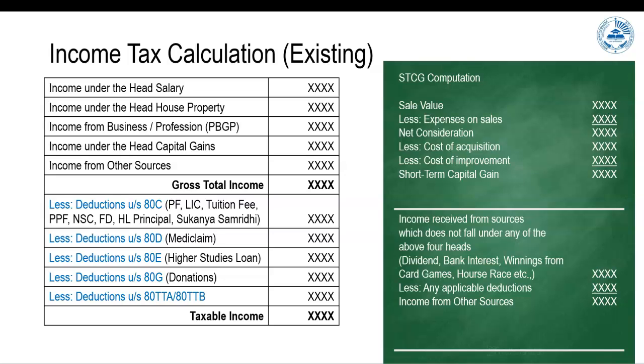Then finally we compute income from other sources, wherein it does not fall under any of the above headings. Those are incomes like dividend, bank interest, winnings from card games, horse races, etc. And wherever applicable deductions are there, those could be claimed by the assessee.